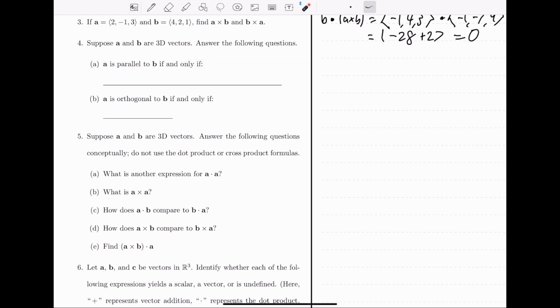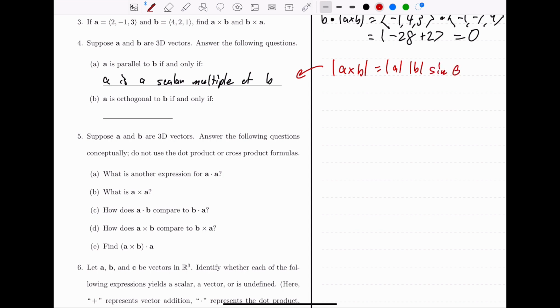How do we know if a is parallel to b? Well, the classic method that we've seen is that a is a scalar multiple of b. However, there is a second way to check, which isn't as good, but it is true, so let's just write it down. Remember that the magnitude of a cross b is equal to the magnitude of a times the magnitude of b times the sine of the angle between them.